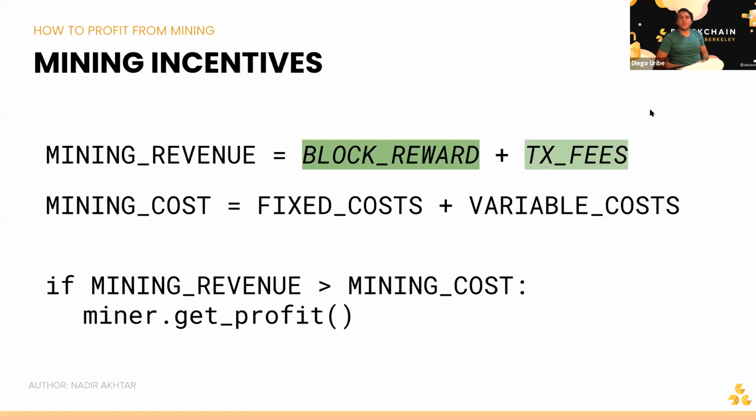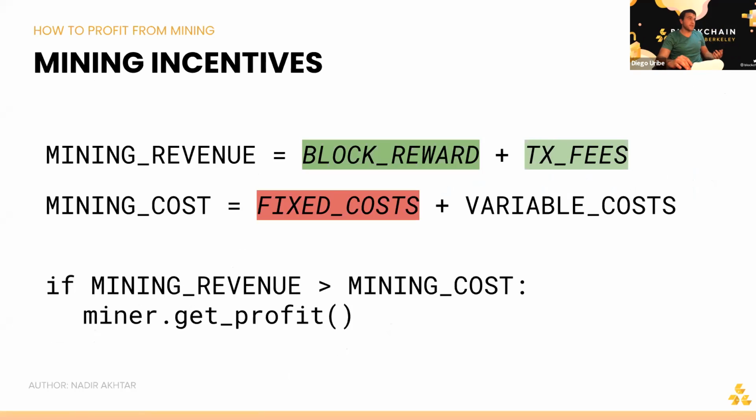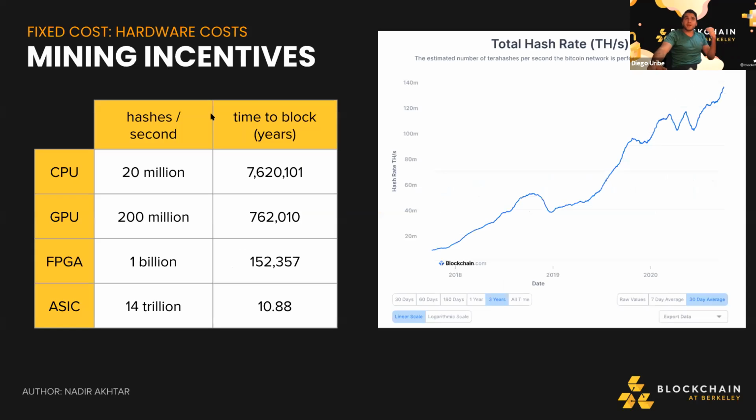So now we have talked about revenue, let's talk about sources of cost. There are fixed costs and variable costs. Let's talk about fixed costs for miners. The fixed costs are generally just hardware costs. In order to solve the cryptographic hash puzzle needed, we need hardware. This can be CPUs, GPUs, FPGAs, or ASICs, and we're going to get into each of these.